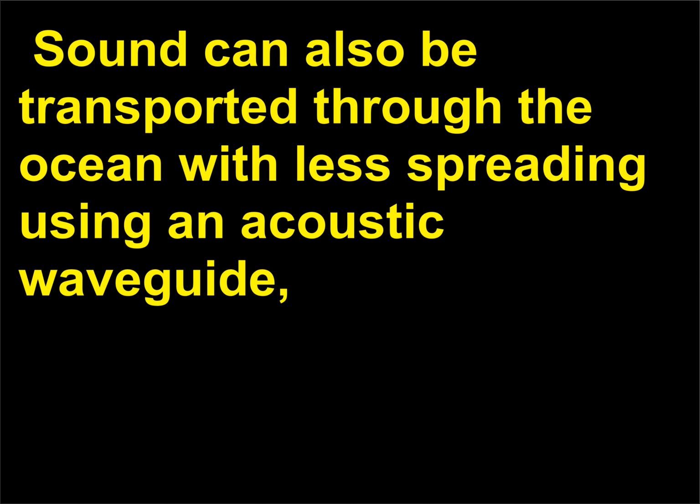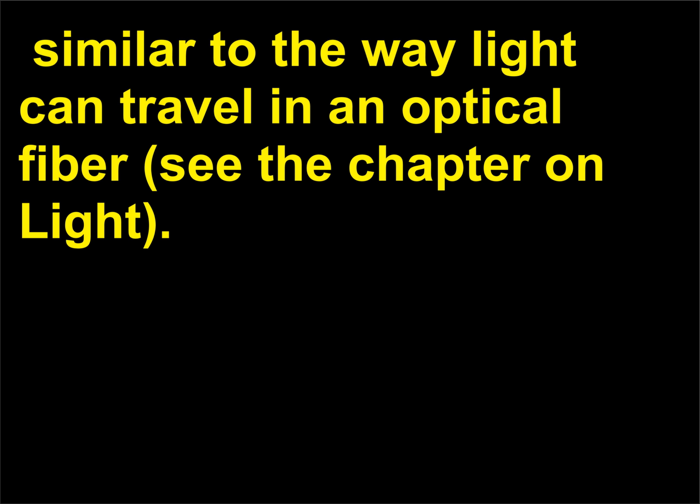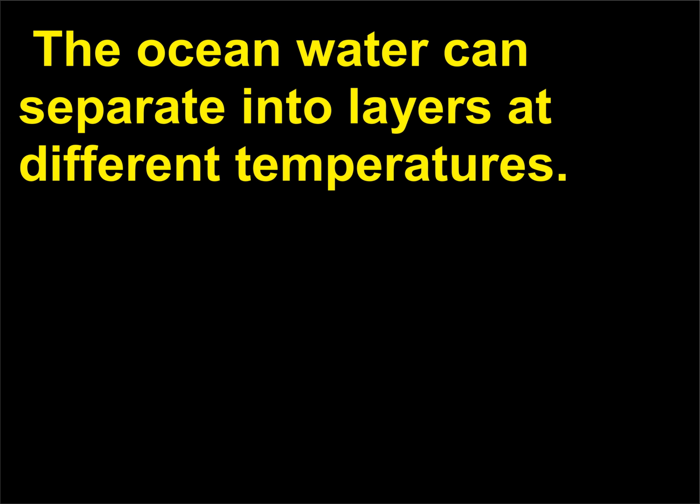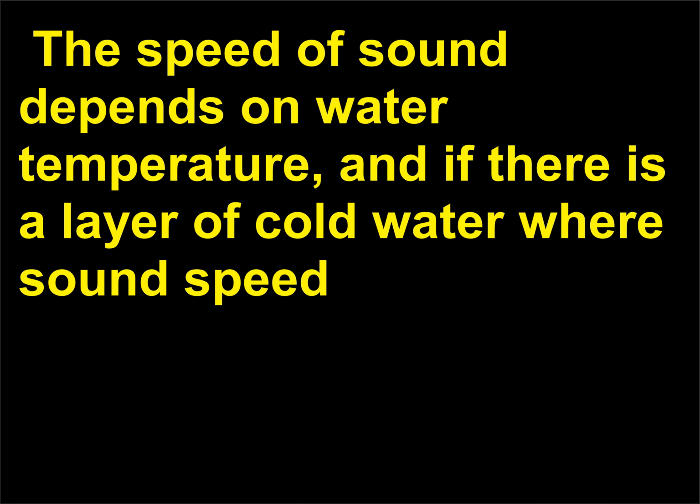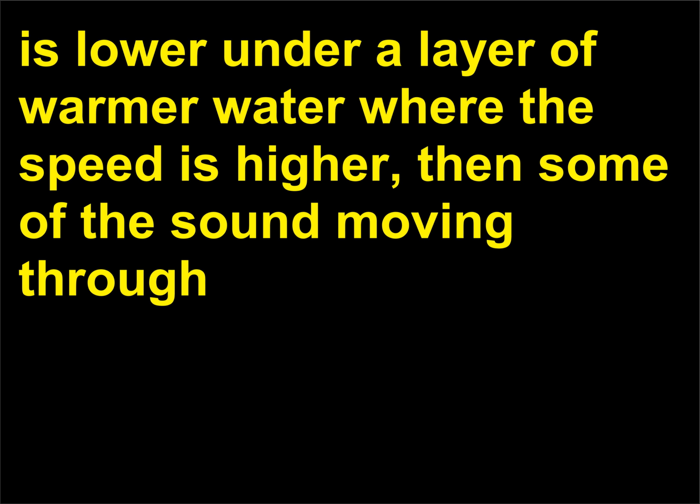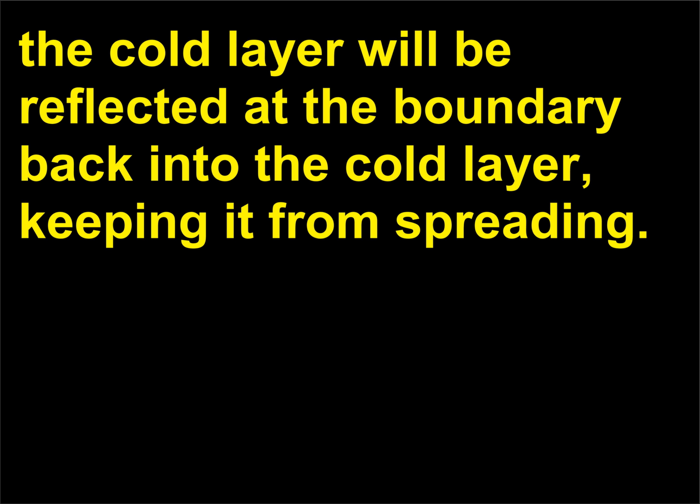Sound can also be transported through the ocean with less spreading using an acoustic waveguide, similar to the way light can travel in an optical fiber, see the chapter on light. The ocean water can separate into layers at different temperatures. The speed of sound depends on water temperature, and if there is a layer of cold water where sound speed is lower under a layer of warmer water where the speed is higher, then some of the sound moving through the cold layer will be reflected at the boundary back into the cold layer, keeping it from spreading.